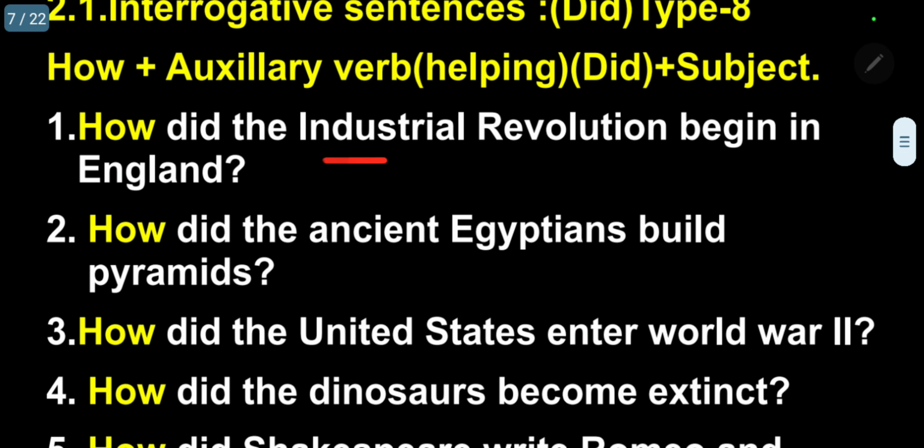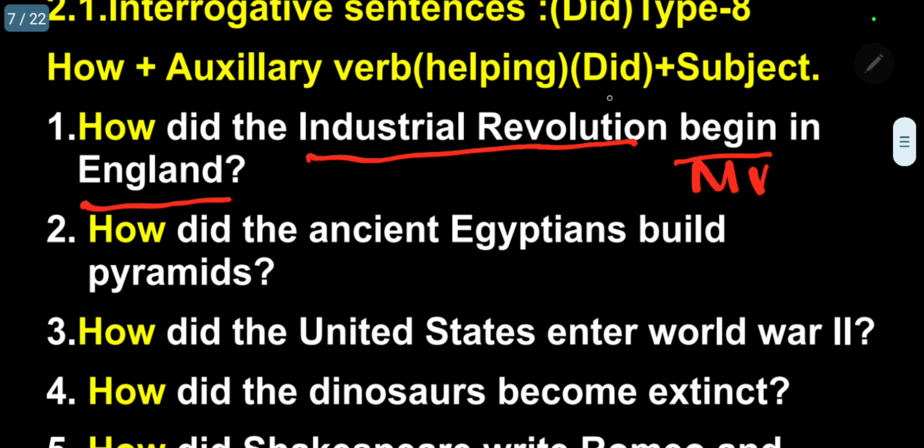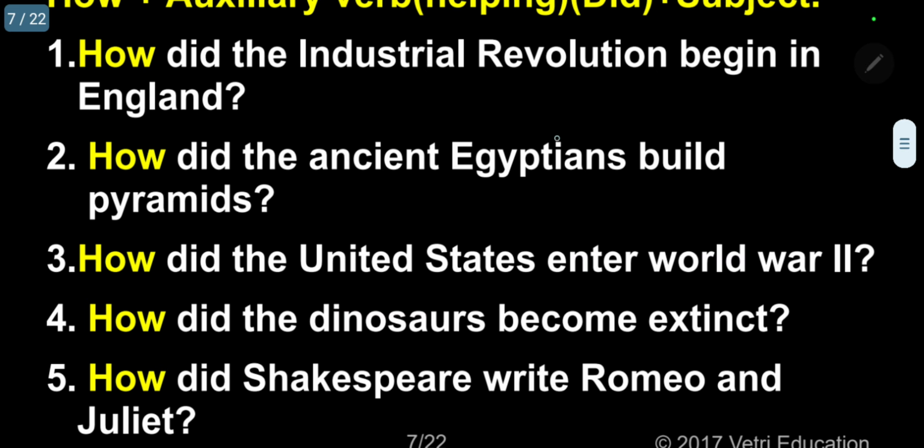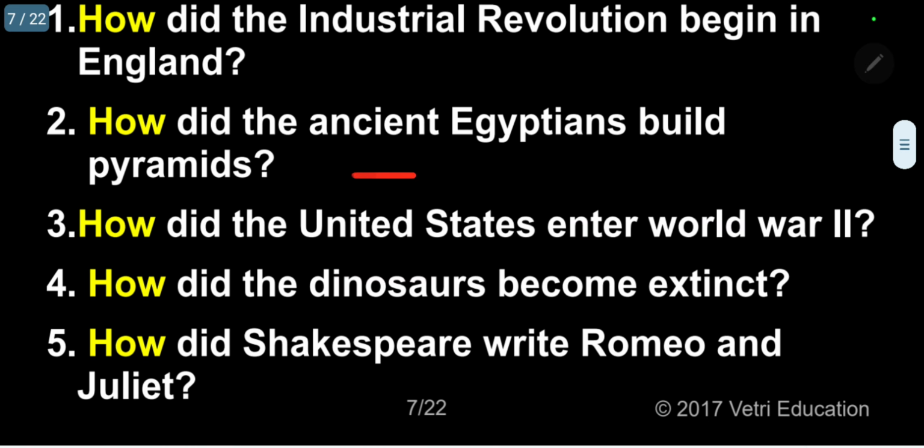How did the Industrial Revolution begin in England? Begin, main verb, did auxiliary. Next one. How did the ancient Egyptians build pyramids? Build, actually, is the main verb, did auxiliary.